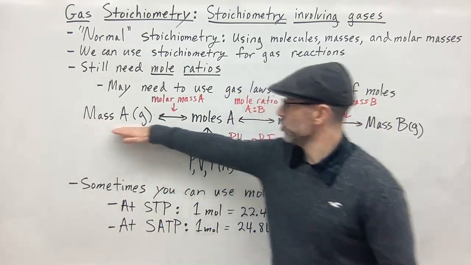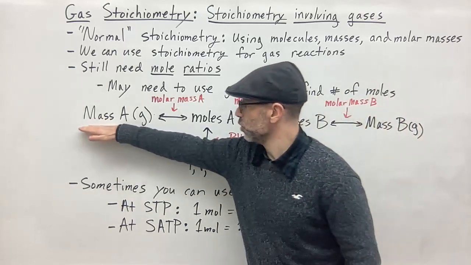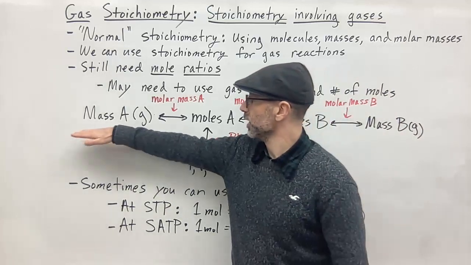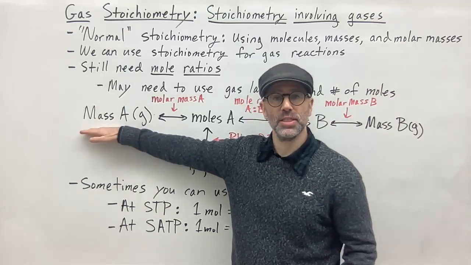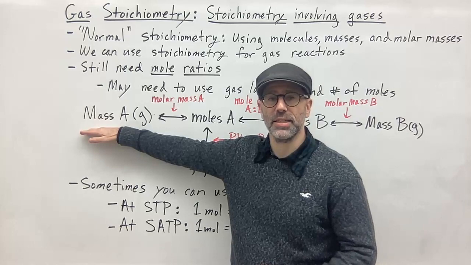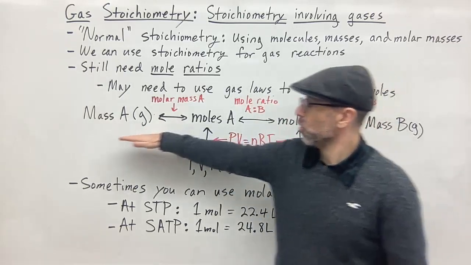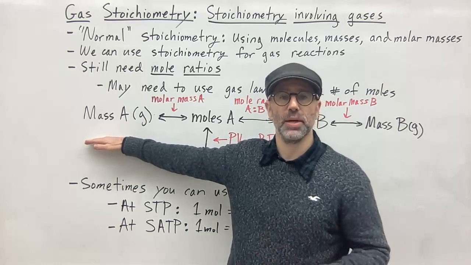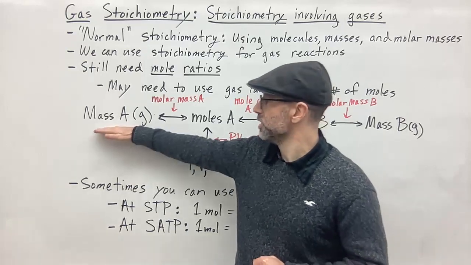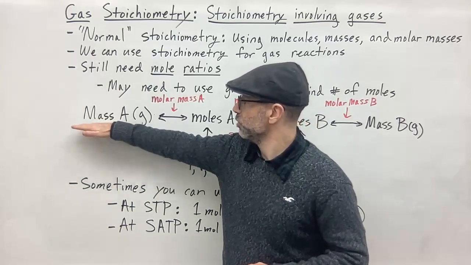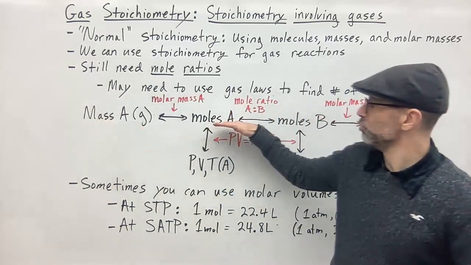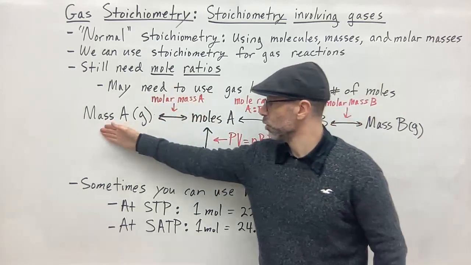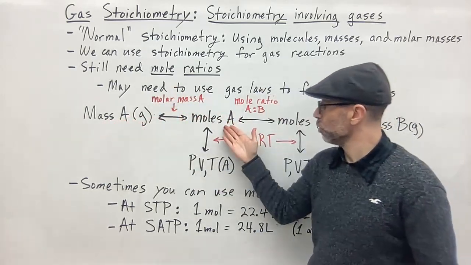In our normal stoichiometry, we're looking at this top part here. We're given the mass of some substance. It could be a product or a reactant, and it's in grams. Or if it's not in grams, like maybe it's in kilograms or pounds, then you would need to convert it to grams. Then you go from grams to moles of A using the molar mass.